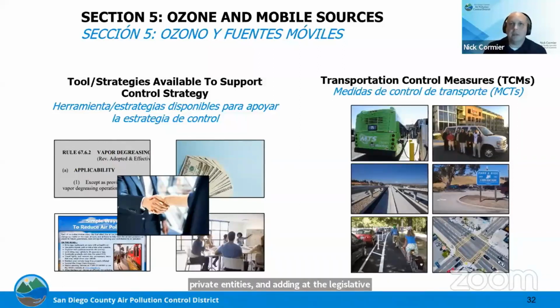It also includes APCD's continued support of transportation control measures that are implemented by SANDAG to support state and federal air quality plans. These TCMs expand transit options, van and carpool programs, biking and walking facilities, and traffic signal improvements, just to name a few. Next slide, please.